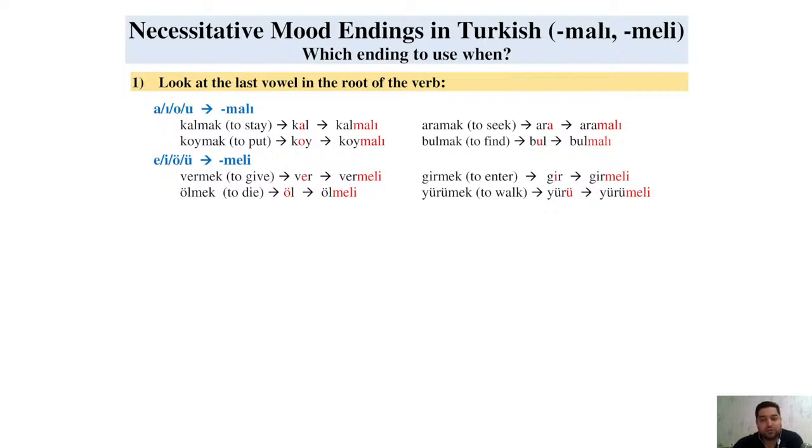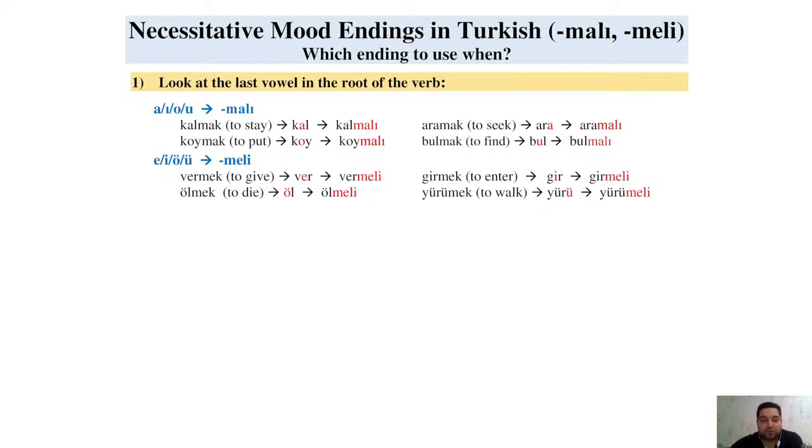Now also pay attention to the fact that whenever we add malı or meli ending, the stress is always on the last syllable of the word. So you have to pronounce it towards the end. So emphasis and stress has to be towards the end of the word, okay? Kalmalı, koymalı, vermeli, ölmeli, and so on. So this is basically the rule. Very simple.